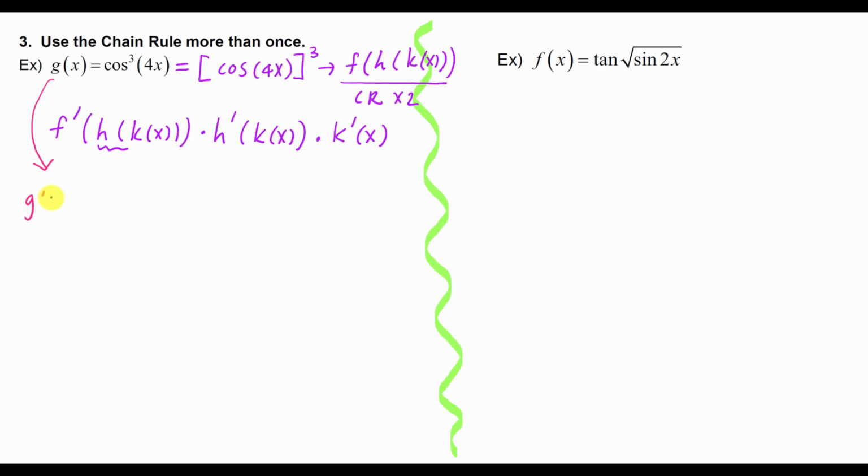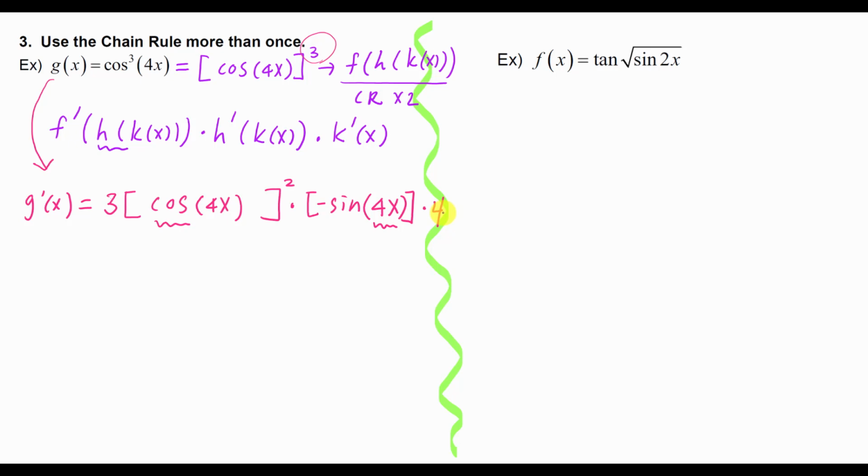So then g prime of x is equal to, remember, the most outside function is a power function. So I'm going to take the derivative of that, which is 3 times, I'm going to write everything exactly the same. But because I'm just taking care of the most outside function, I'm going to lose 1 power and it becomes power 2. But now I have to multiply by the derivative of the middle function, which is cosine of something. When you take the derivative of that, you get negative sine of something. And then lastly, I need to take the derivative of the most inside function, and the derivative of 4x is 4. So that is everything.